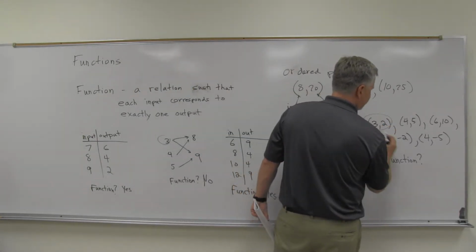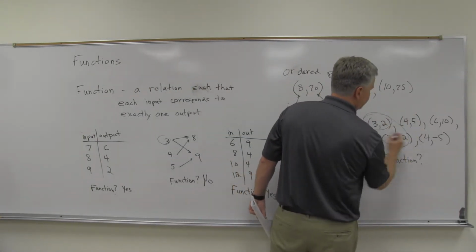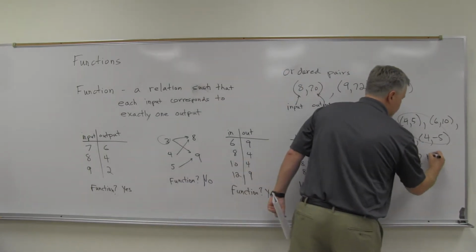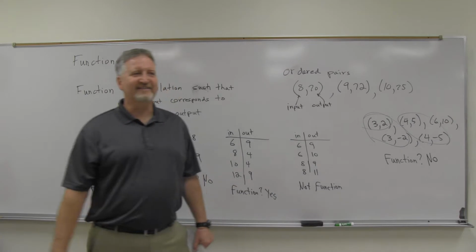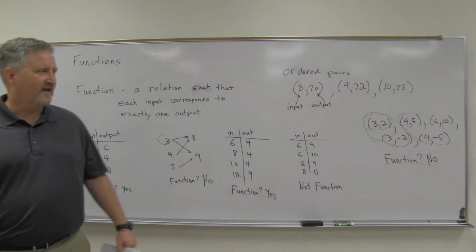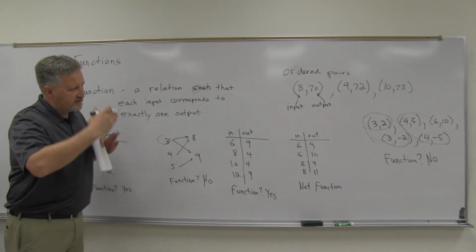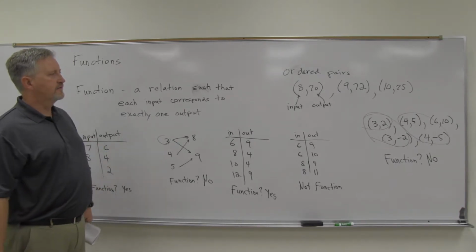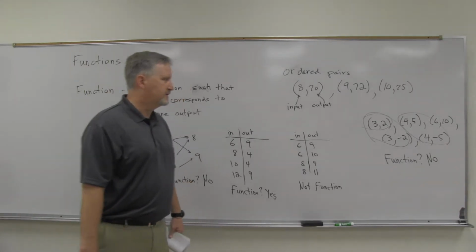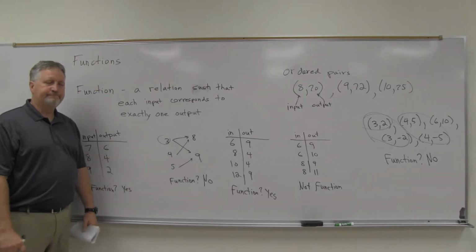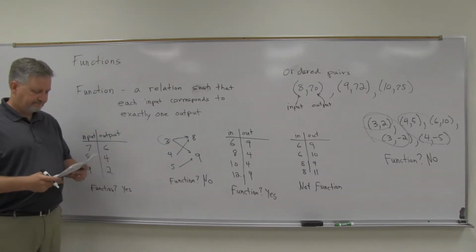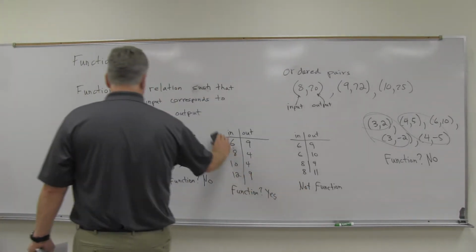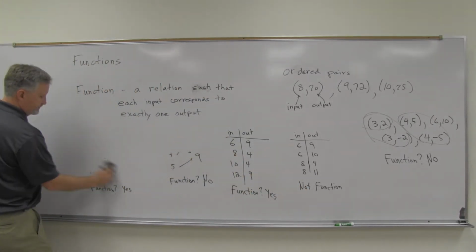So what about these two? Or these two? Both of those will disqualify it, let's say. It's not a function. Same deal. If you consider the input the first one, the output the second one, you can't have the first number in the ordered pair repeated in a list like that. Okay? All right? Now, so that's mapping and tables and ordered pairs.